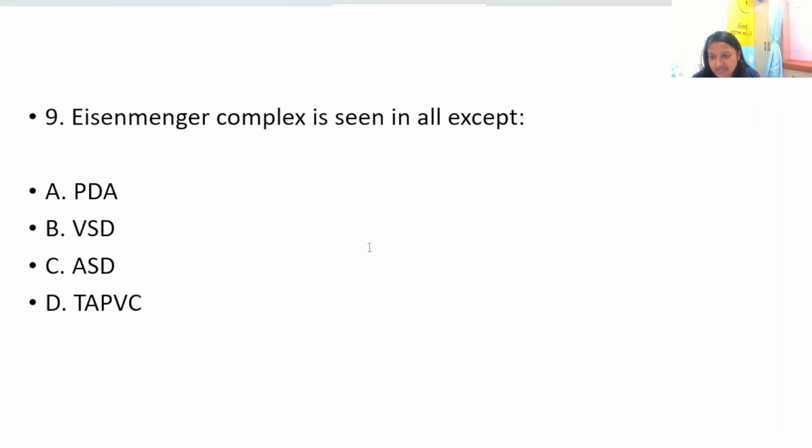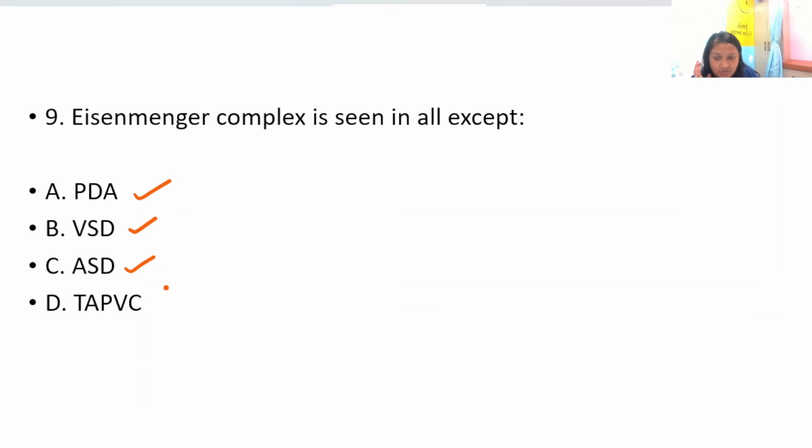Eisenmenger complex is seen in all except PDA, VSD, ASD and TAPVC. So Eisenmenger complex is seen in all except. Now there is literature that Eisenmenger complex is seen in simple left to right shunts, long standing large left to right shunts leading to large amounts of blood flow to the lungs through the defect. So Eisenmenger complex is seen in PDA, VSD, and rarely it may also be seen in long standing ASD. For TAPVC also there is some literature that it may have Eisenmenger complex or Eisenmengerization, but it is very rare.